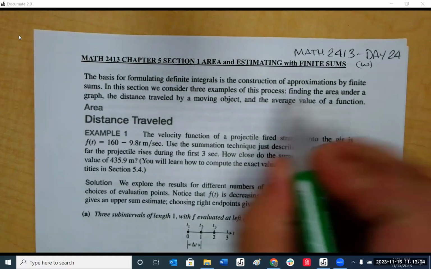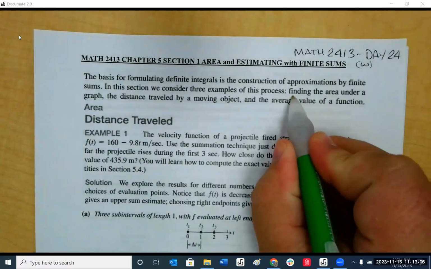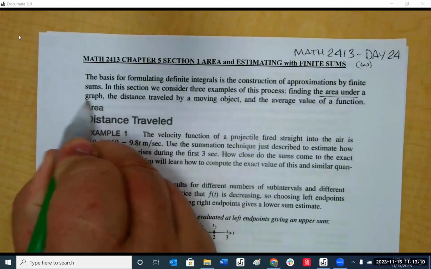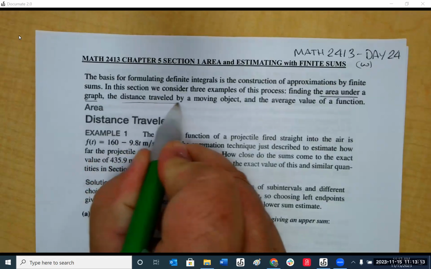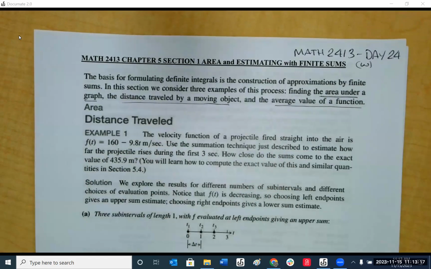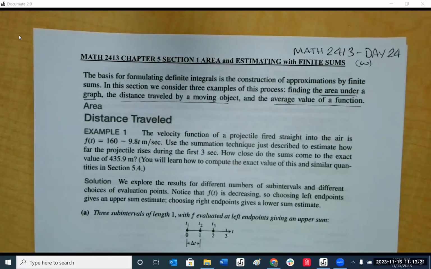We were looking at this last time. This section deals with three processes: areas under a graph. Next, we're going to talk about distance traveled by a moving object and the average value of a function. Those are the ones that we're going to be looking at. This is all on the sheet that you have.